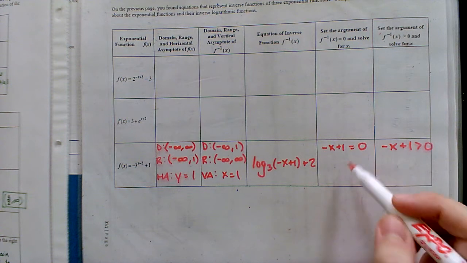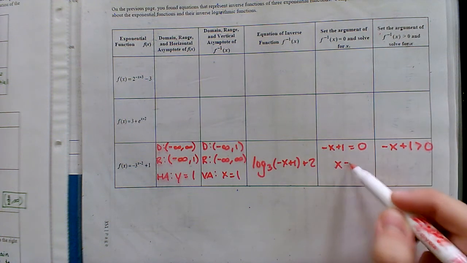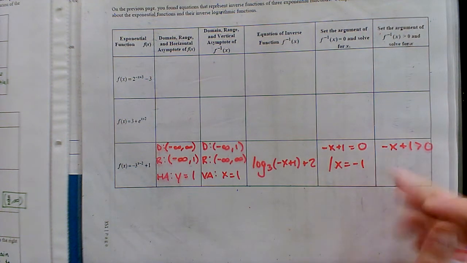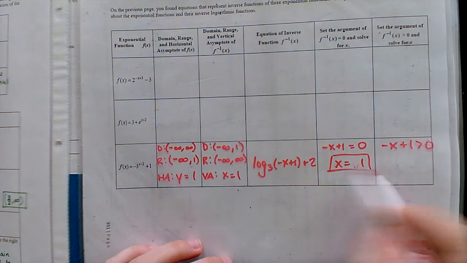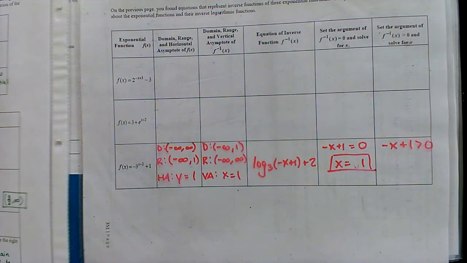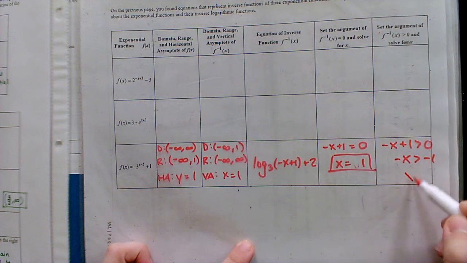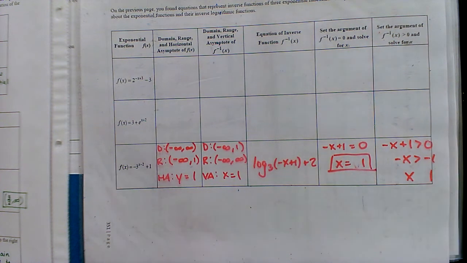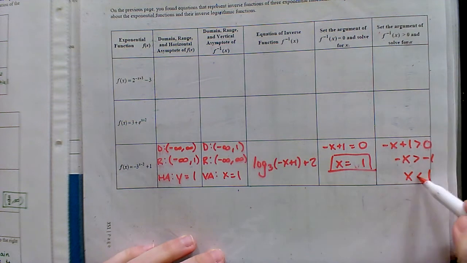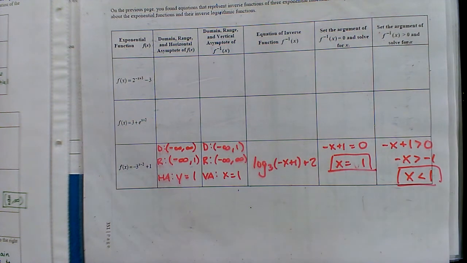Let's see. So this one, hopefully kind of simple. Subtract the 1, divide by the negative. We would get, sorry, positive 1. And then we have to be careful with inequalities. If you subtract the 1 and then divide by the negative, what happens? It switches, the sign switches. Perfect. All right.